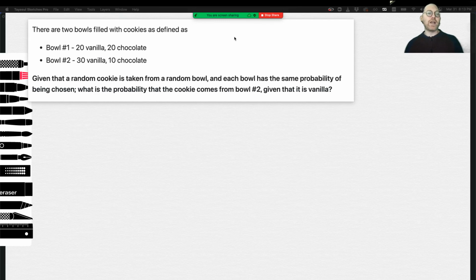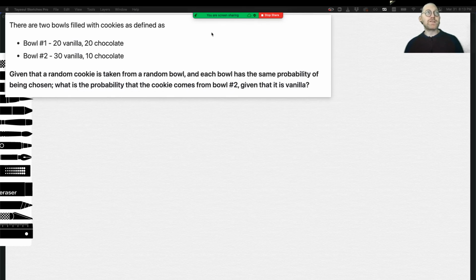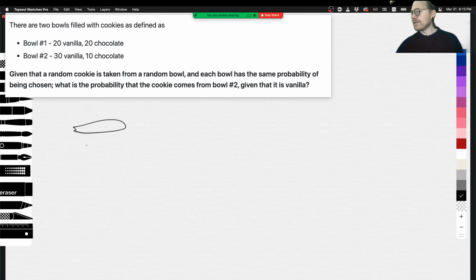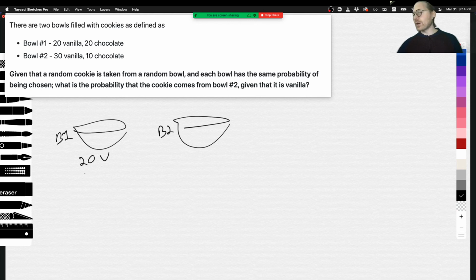So another thing we talk about a lot, maybe too much, is cookies. There are two bowls filled with cookies. And we've got bowl 1 and bowl 2, right? Bowl 1 has 20 vanilla and 20 chocolate. Bowl 2 has 30 vanilla and 10 chocolate. And we're asking the question, given that a random cookie is taken from a random bowl, and each bowl has the same probability of being chosen, what is the probability that the cookie comes from bowl number 2, given that it is vanilla?